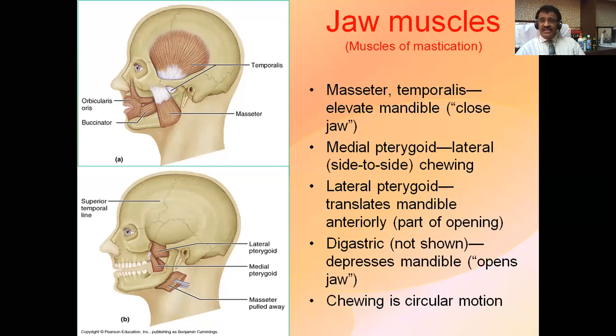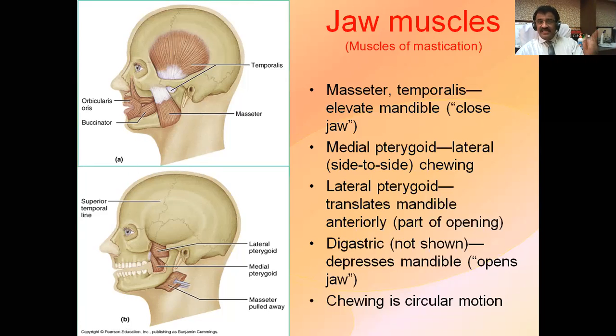Another is medial pterygoid, and another one is lateral pterygoid. So medial pterygoid is made for side to side chewing, and the lateral pterygoid translates mandible anteriorly, that is part of opening. So 1 2 3 4, these are the 4 main muscles of mastication. But digastric also helps in the depression of mandible, it opens the jaw. So you can also include digastric as extra muscle for the purpose of muscles of mastication.